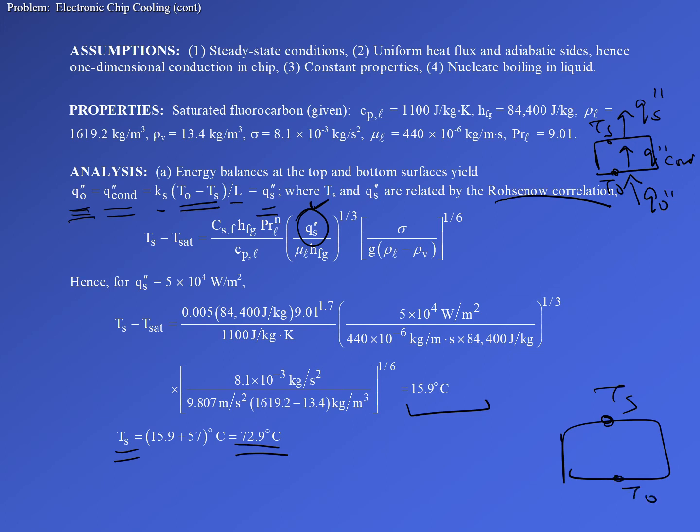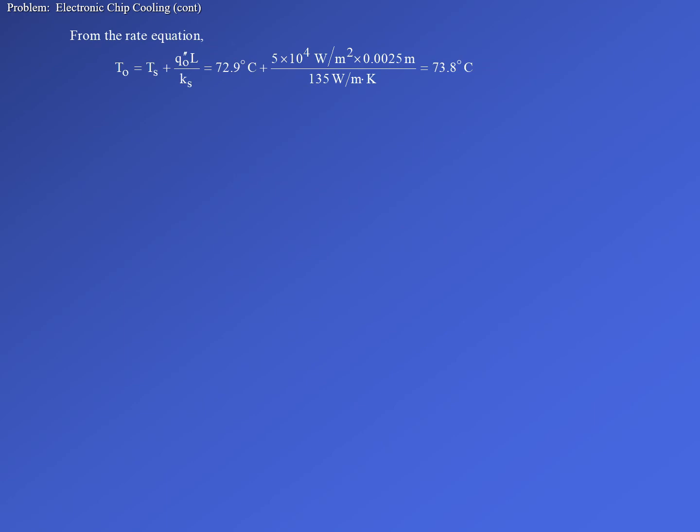So the bottom temperature is T naught, so we can calculate that using this relation, because we now know Ts, and we already know the L and Ks values. So this gives us a T naught, which is the bottom temperature of the silicon surface, as 73.8 degrees centigrade. Okay, so that's the temperature of the bottom surface.